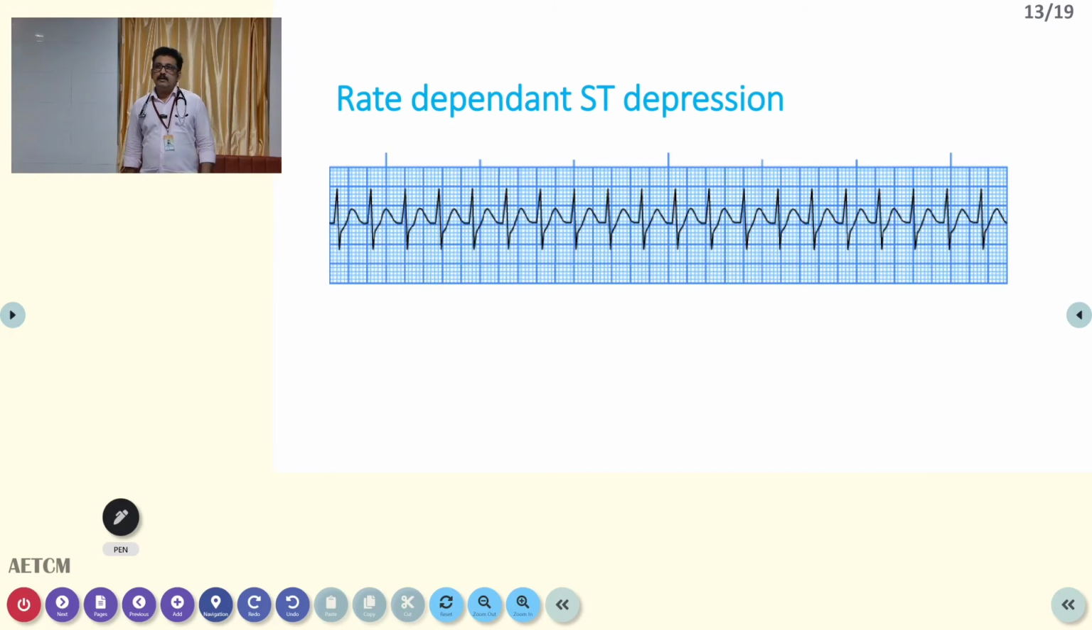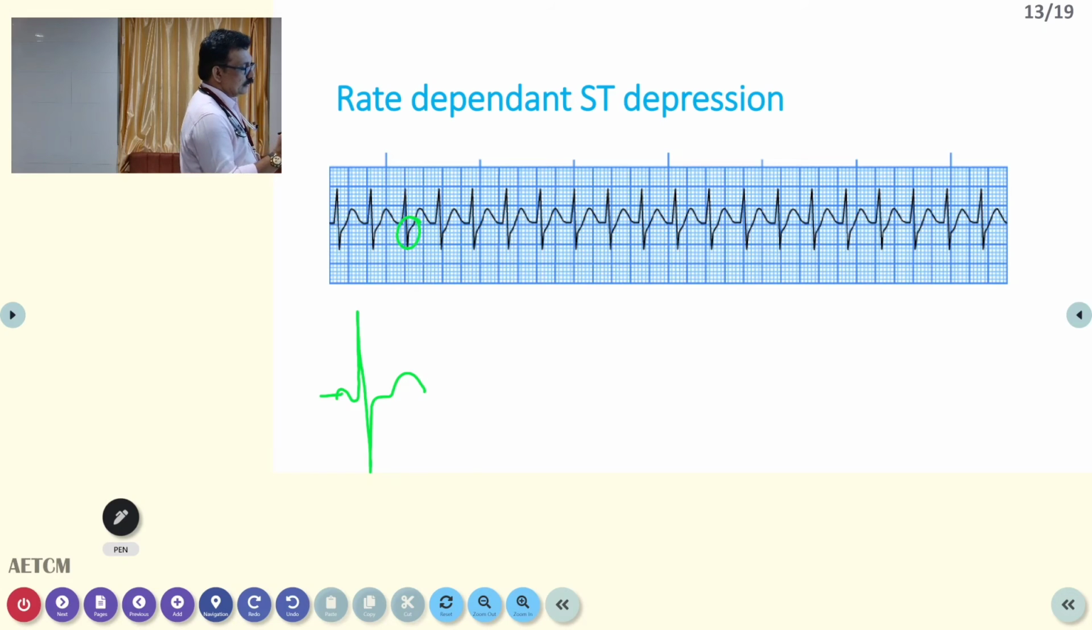Now here, because of the rapid rate, there is ST depression. This is called rate dependent ST depression. Most of the time when you have a tachycardia, ECG paper will be going in a very fast manner in the machine. Normally it will get time to go like this, draw like this. But if the ECG paper is going very fast, what happens?